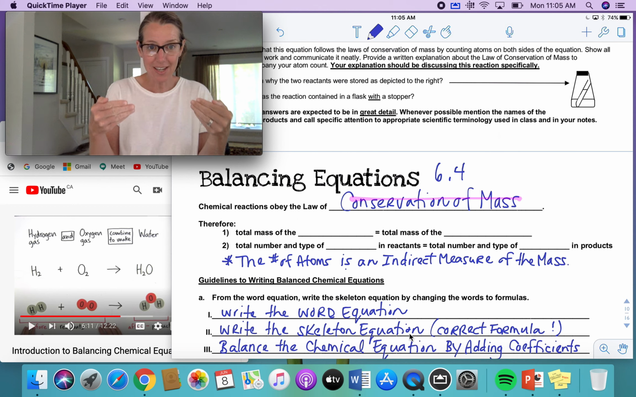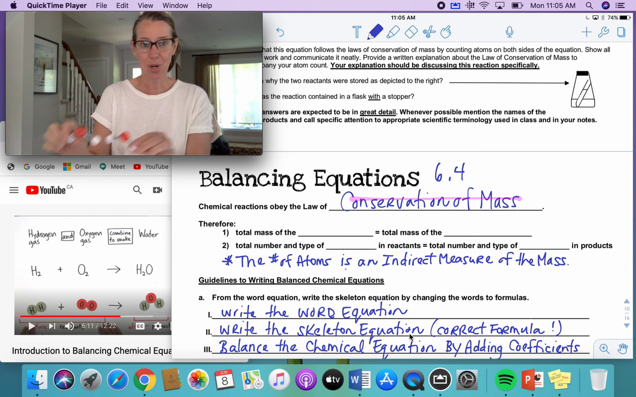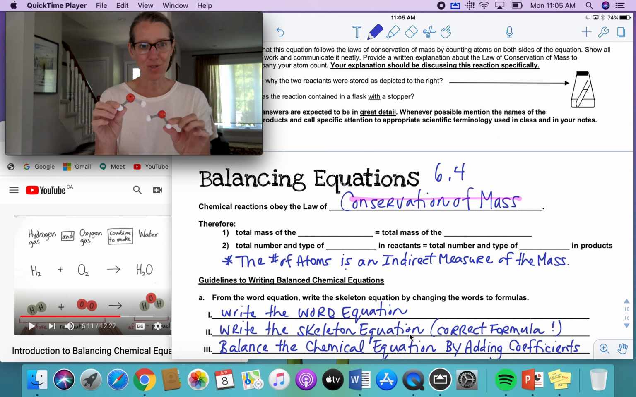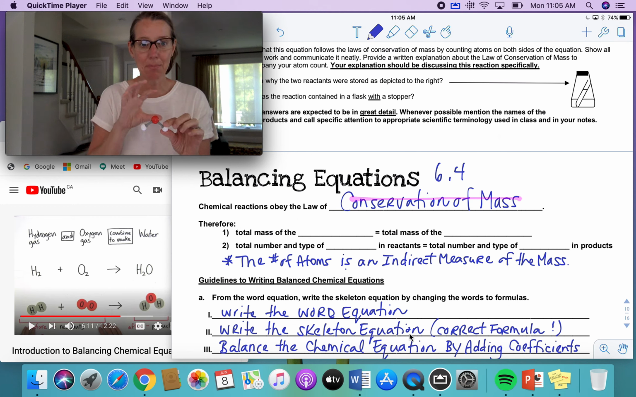So this is a way to be able to increase the number of atoms. You just can't change the formulas of the compounds. So instead of changing what a water molecule actually is, all you do is add another water molecule if you need to. So you have to sort of count the atoms as well as counting the number of compounds.